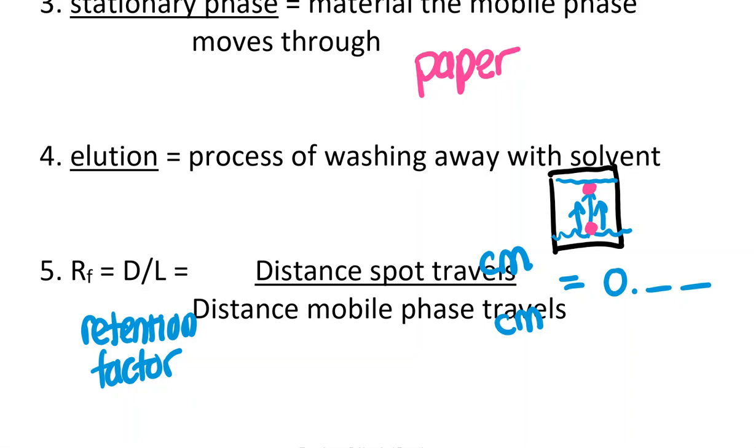and that number will not have units because these cancel. So RFs are unitless, and it will always be 0 point something. It will always be less than 1, 0 point something, because your spot can't end up traveling further than the solution.